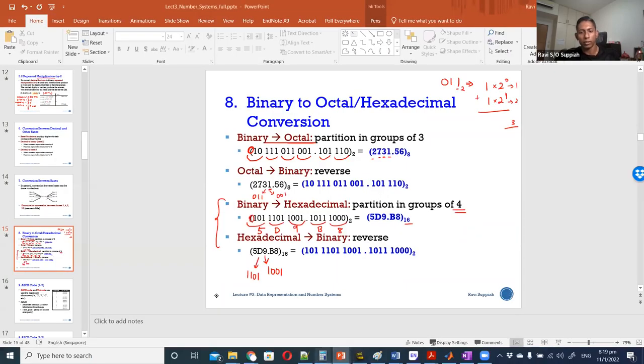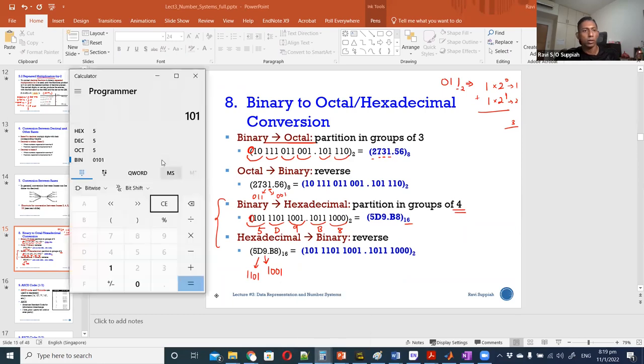This is also readily available in your calculator. If you go back to your calculator over here, you can also directly convert. For example, let me put in the hexadecimal A1. It translates to the decimal value 161. If you're not sure how this works, why is A1 161?